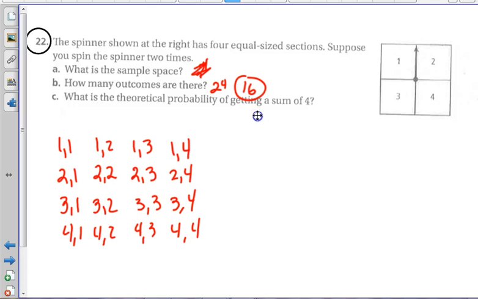What's the theoretical probability of getting a sum of 4? So this diagonal adds up to 4, right? So 3 out of the 16? Yep. Not happy with that question. Wouldn't put that on the quiz the way it is at all. And there isn't one where I ask you to list a sample space. Okay.